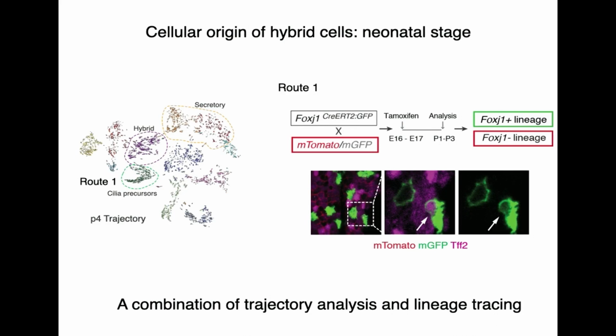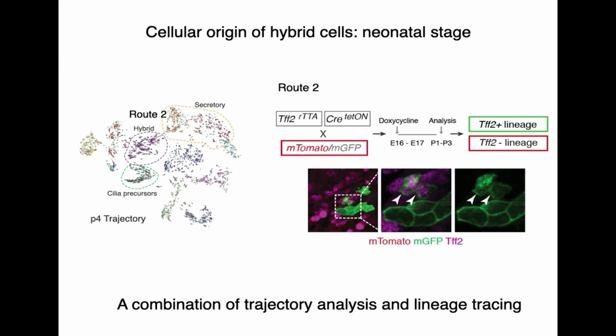So it turns out at the neonatal stage, the hybrid cells are predominantly coming from the ciliary cell lineage, as a ciliary cell tracer could show that some of the traced cells also express the secretory marker. But also, if we use the secretory cell lineage tracing, we could also see some of the traced cells express the hybrid cell markers. So that could suggest that even during a defined physiological condition, the cellular origins for hybrid cells are not the same, right? So different lineages could all contribute to the hybrid cell states.